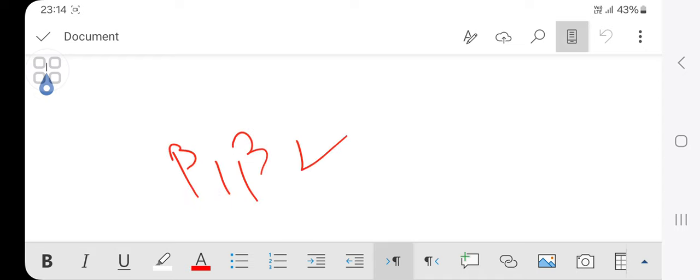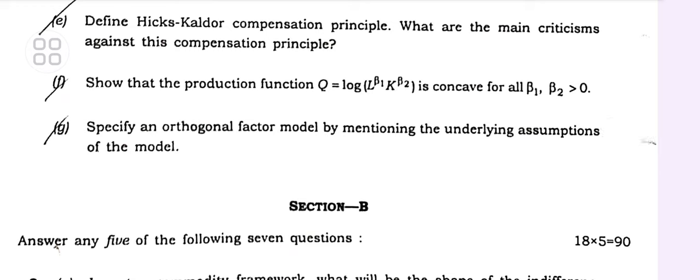Now the last question for today: specify an orthogonal factor model by mentioning the underlying assumptions of the model. So what is an orthogonal factor model? It is a statistical model which is used in factor analysis to describe the variance and covariance structure of a set of observed variables in terms of a smaller number of unobserved variables, which are called factors.